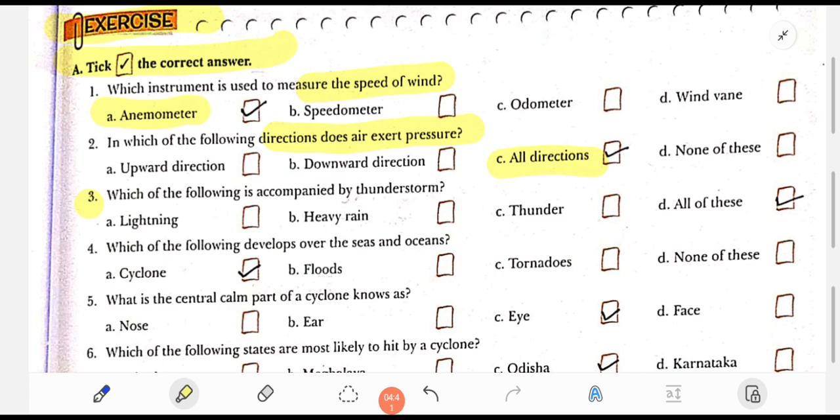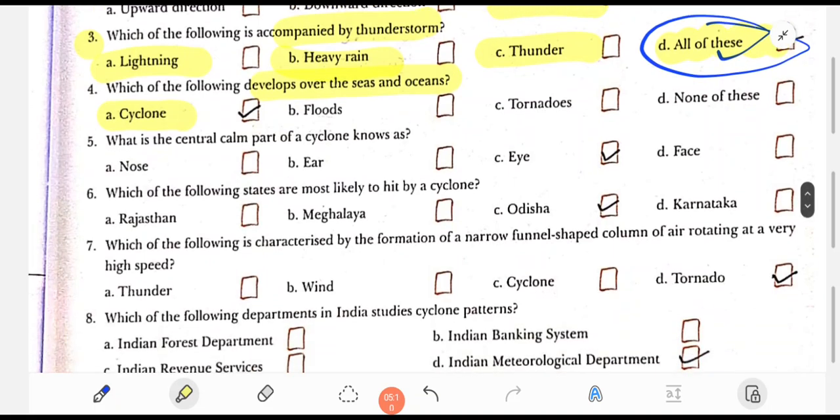Third, which of the following is accompanied by thunderstorm? So when thunderstorm is there, lightning, heavy rainfall and thunder, all these things happen. So the correct option is all of these. So you will be marking here all of these. Then which of the following develop over the sea and the ocean? So it is cyclone. Then next is, what is the center calm part of the cyclone known as? It is known as the eye.